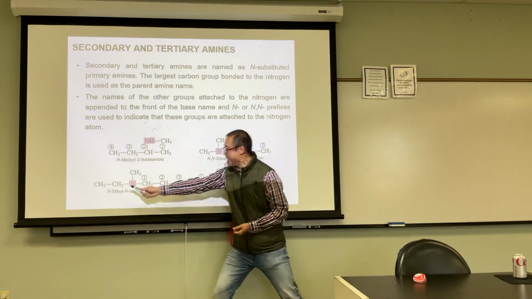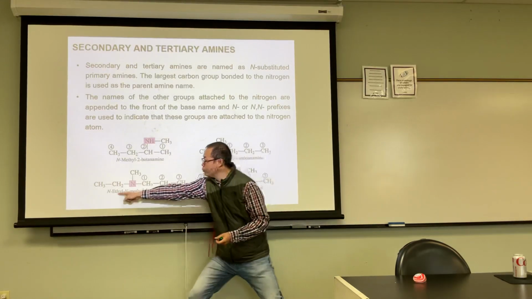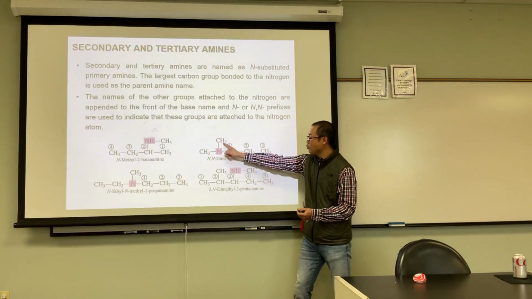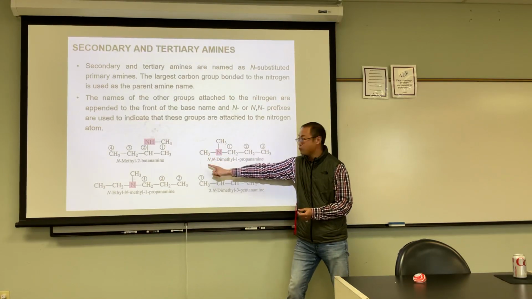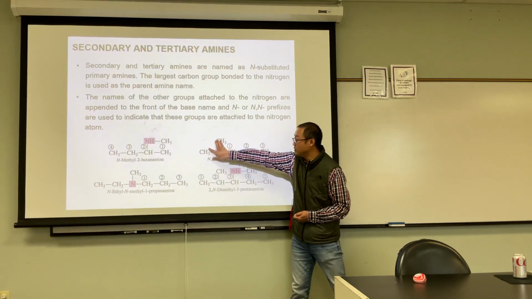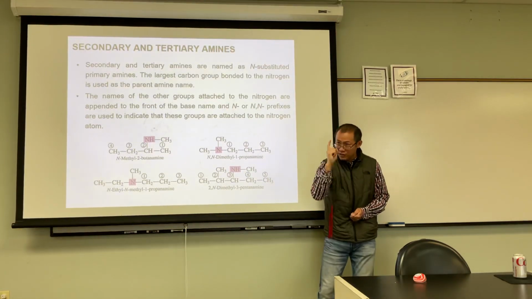That's why it's called N-ethyl, N-methyl. They're not the same group, so you don't put N and N together. See these are the same group, methyl and methyl. That's why you put N, N. They still need two N's because they're two methyl groups.